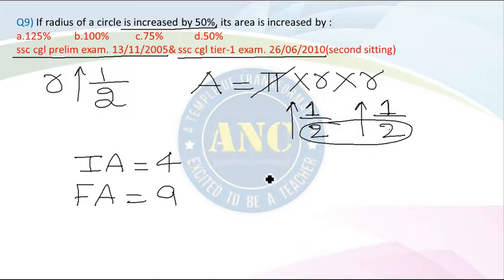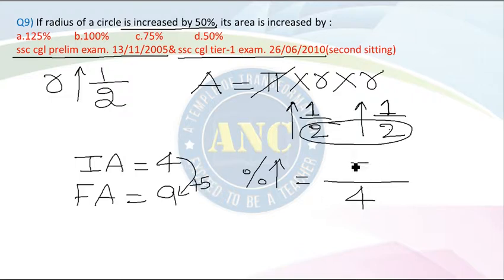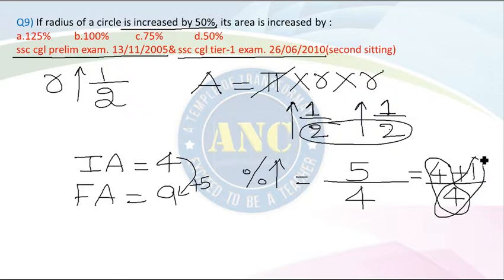That means the percentage increase in area is nothing but initially it is 4. 4 is becoming 9. That means there is an increase of 5. Answer for this question is 5 by 4, but 5 by 4 should be expressed in terms of percentage. 5 by 4 is 4 plus 1 by 4. 4 divided by 4 is 100%. 1 divided by 4 is 25%. 100% plus 25% is 125%. I believe that this should be very clear for you.